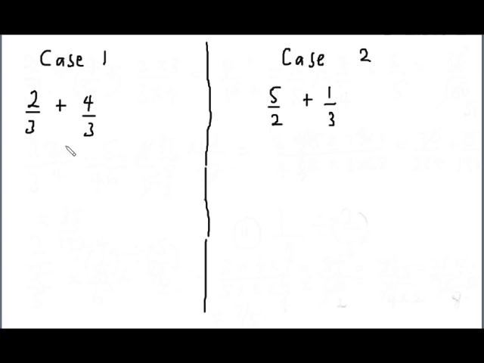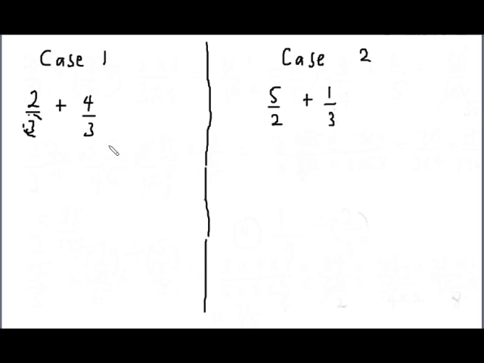Okay, so most likely, anytime you're coming across addition and subtraction of fractions, you're likely to meet one of these two cases. The first case is when the fractions you're adding have the same denominator, like in this case, where the denominator is 3. The second case is when they have different denominators.